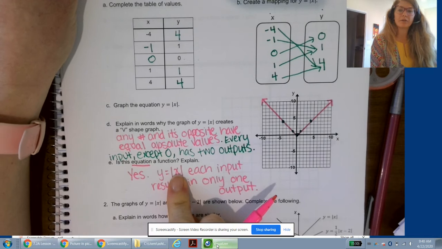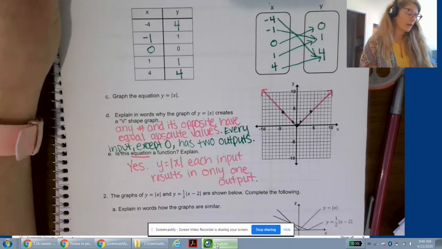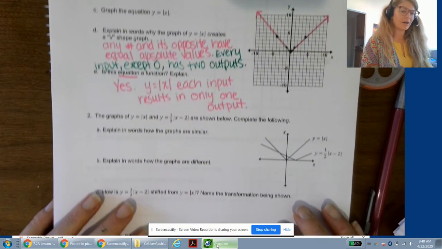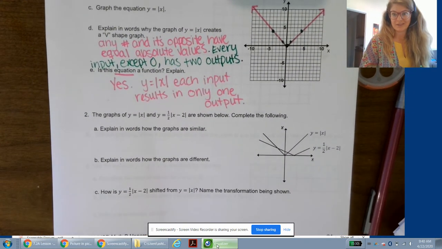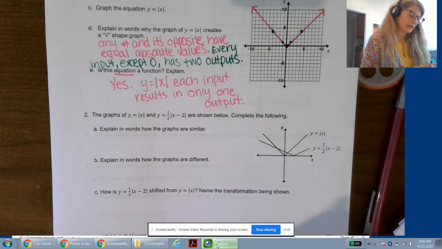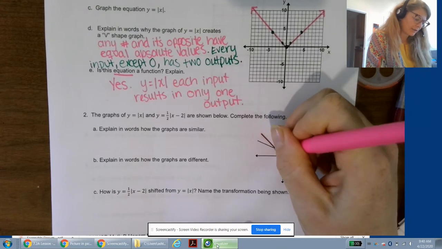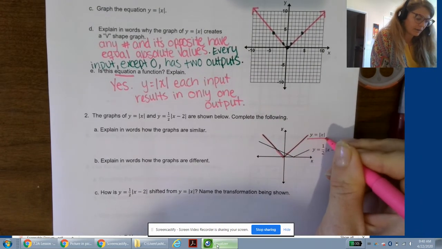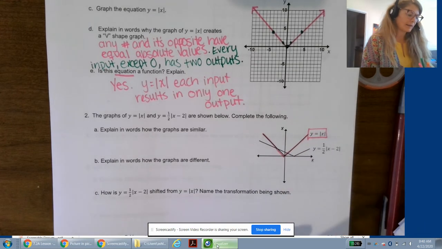Given an x value, there's only one y value. Perfect. So that's a little bit of introduction to absolute value, and now we're going to do some stuff to it. I'm going to manipulate it. So let's take a look. We have y equals the absolute value of x. I'm going to keep that as my parent function. I'm going to highlight it in the same color as above, just to keep my mind organized.